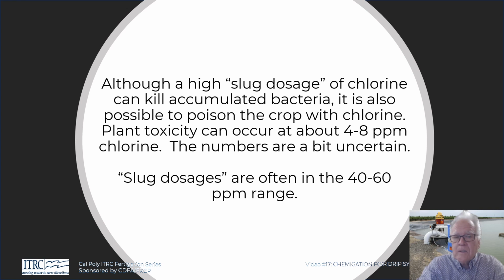But what's less well understood is this idea about plant toxicity. And you can say, well, I have plants at home and my water's chlorinated. Yeah, sure, but that chlorination at home, you're down to like a half a part per million all the time. The plant toxicity depends on the specific plant. We don't know a whole lot about this, actually, surprisingly enough. But it can occur at 4 to 8 parts per million. And slug dosages are often in the 40 to 60 part per million range. So I would be very careful with slug dosages.